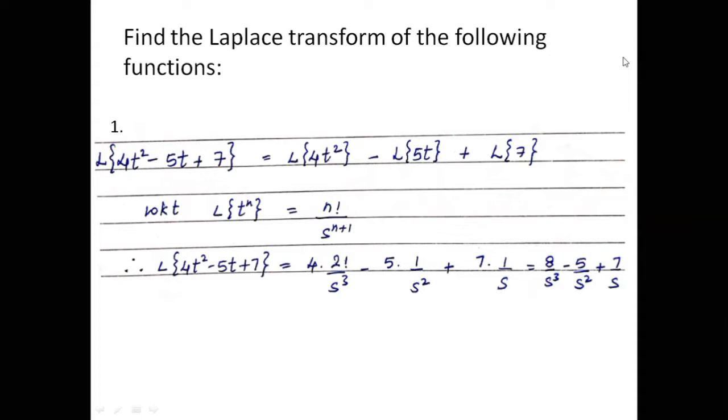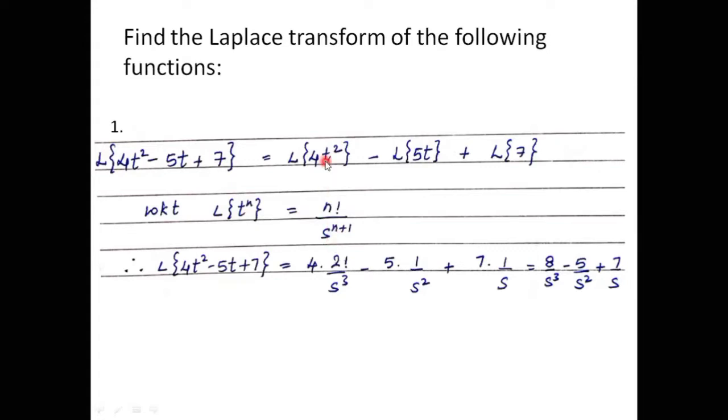Laplace transform of 4t square minus 5t plus 7 is equal to... I've just used the property of linearity here. Laplace transform of 4t square minus Laplace transform of 5t plus Laplace transform of 7. I have just split all those terms, and here we know that Laplace transform of t power n, we have done this in standard functions, is n factorial by s power n plus 1.